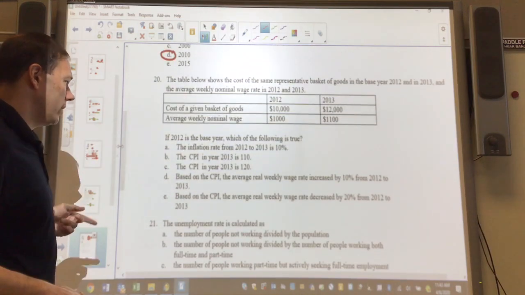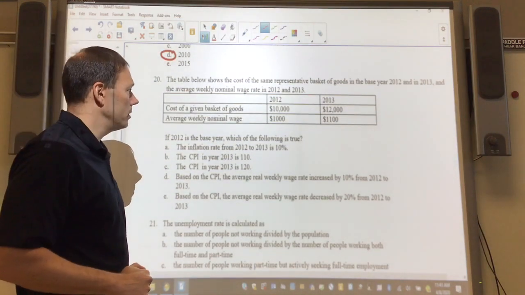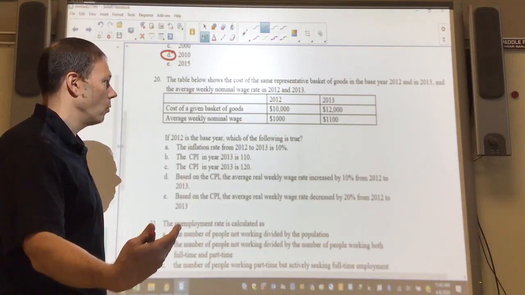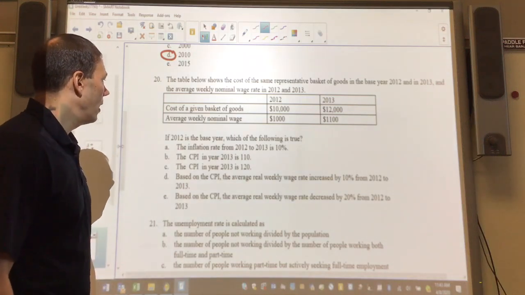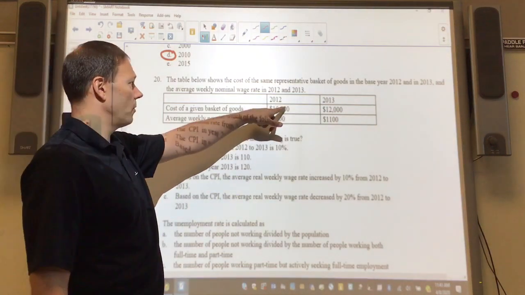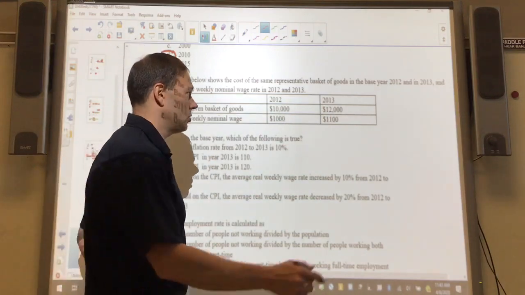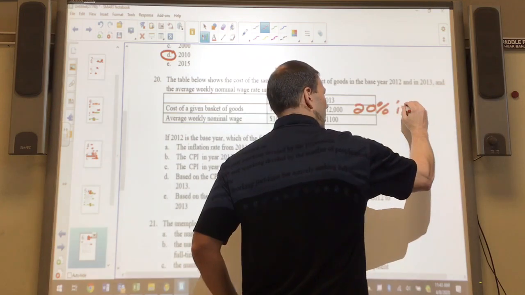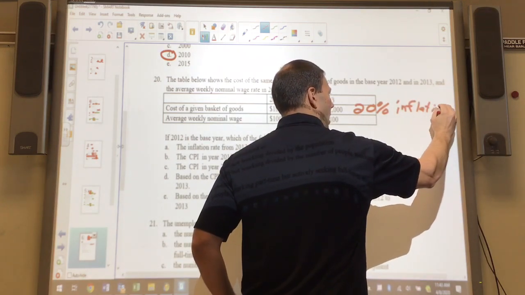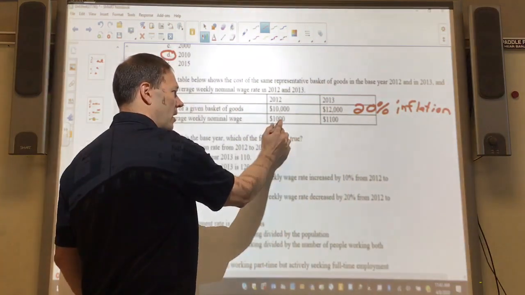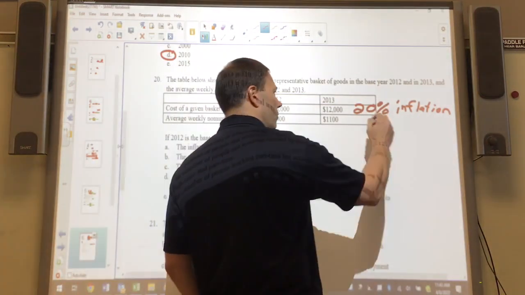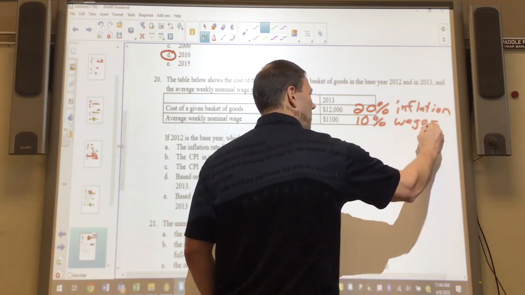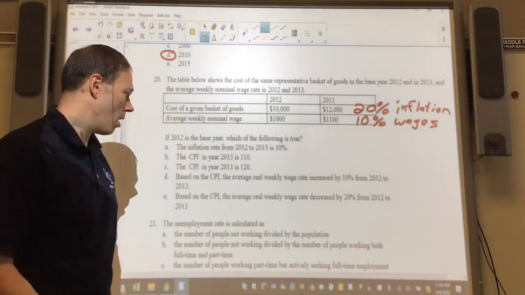All right, number 20. This is a fun one. So what do we know for sure as far as inflation and as far as real wage is concerned? The cost of the basket went from 10,000 to 12,000, so that's a 20% increase in inflation. Wages, on the other hand, only increased 10%, went from 1,000 to 1,100 in weekly wages, so that's a 10% increase in wages. So people are 10% worse off than they were before.